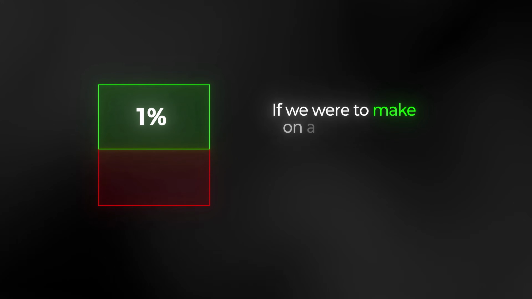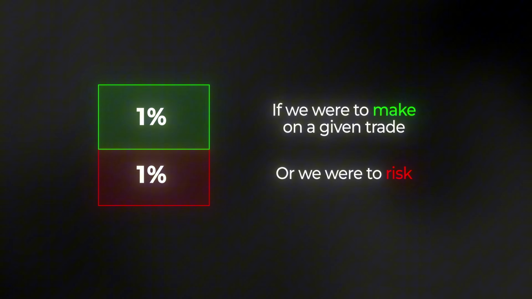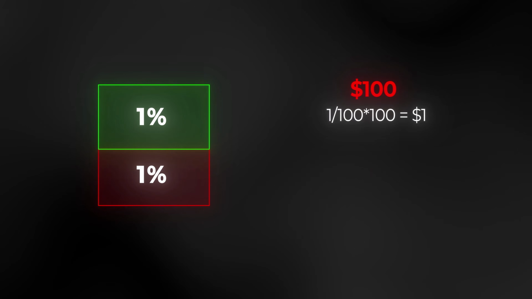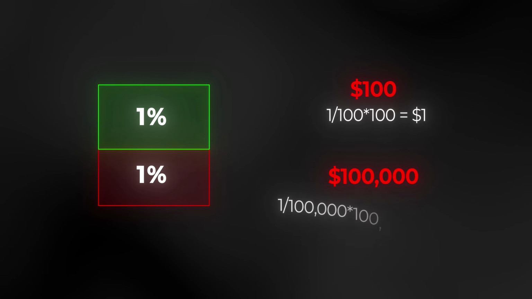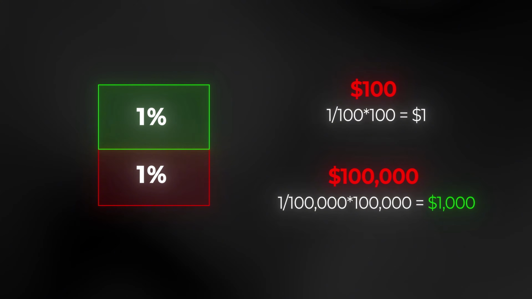But just simply put, if we were to make 1% on a given trade, or we were to risk 1% on a given trade, on a $100 account, you're risking $1. And on a $100,000 account, well, now you're risking $1,000, or you're making $1,000. And that's substantially different.